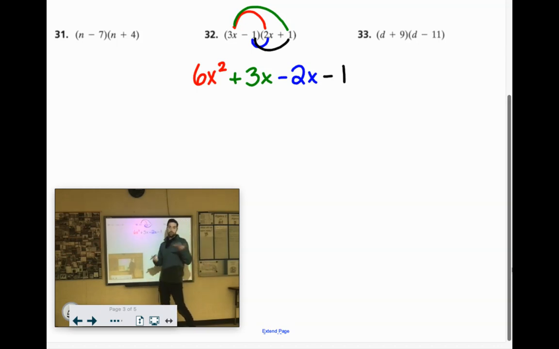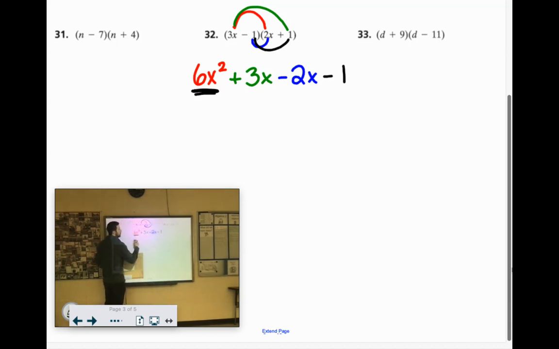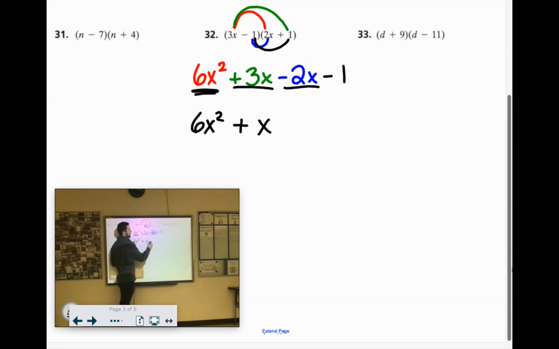Then it just becomes combine any like terms. So my highest degree is 6x squared. There are no other x squareds. Then we look at 3x, and we're like, are there any other x's? Yeah, negative 2x. 3x minus 2x is 1x, but we just write x. And then we got that minus 1 here. That's it.